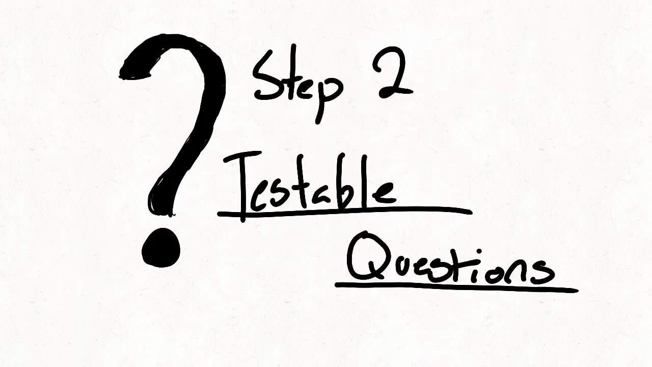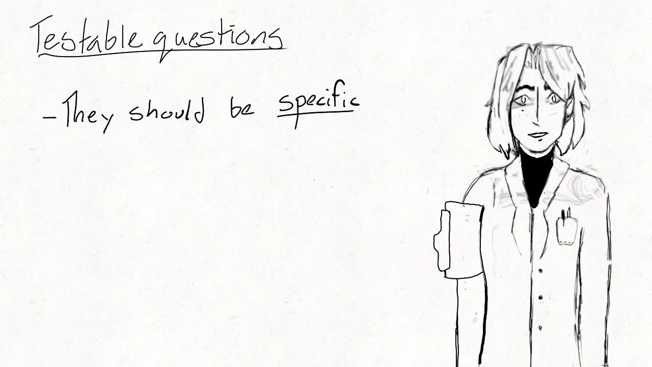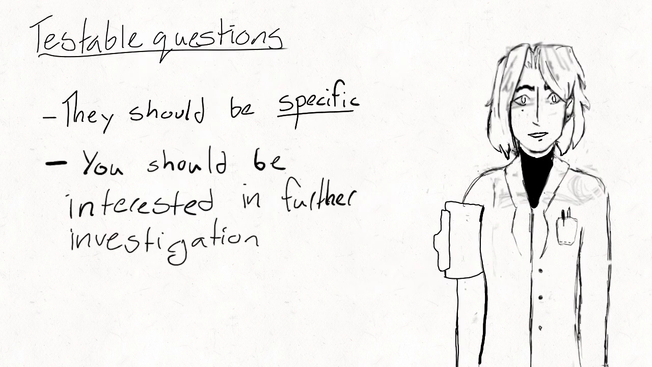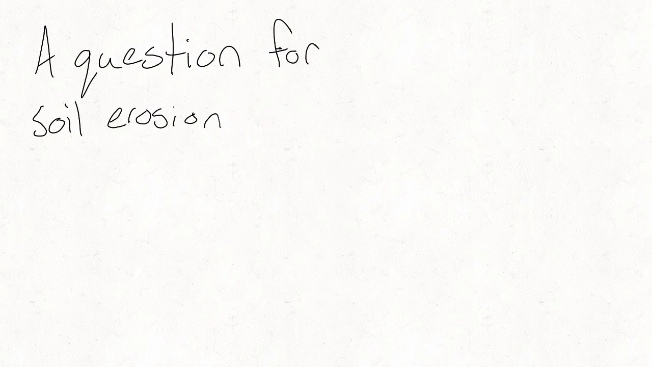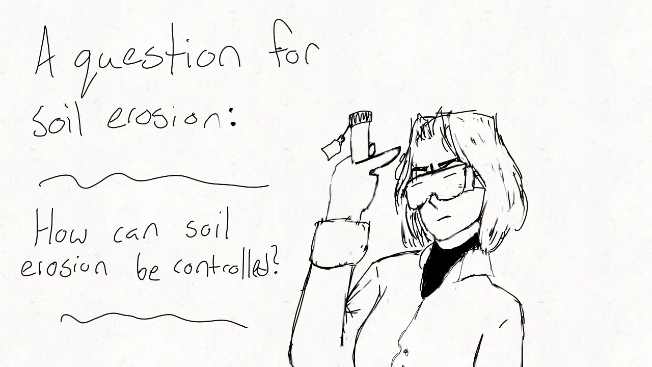Next, you're going to want to find your problem or testable question. The problem or testable question is a specific question that you want to investigate in your experiment. For example, the question in our example experiment would be, how can soil erosion be controlled?